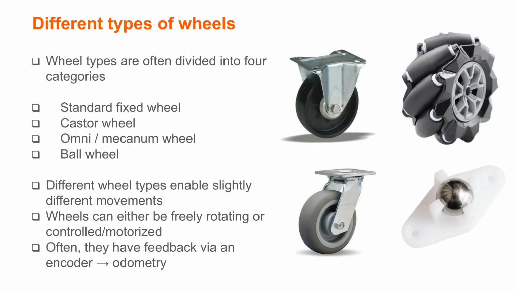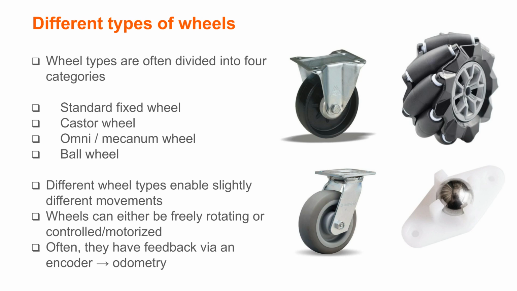The type of wheels a robot uses determines how it moves. Wheels are typically categorized into four types. 1. Standard wheels, most common, offering stability but limited movement. 2. Caster wheels, used as support wheels, allowing free rotation. 3. Omni and mecanum wheels enable multi-directional movement. 4. Ball wheels provide 360-degree movement.